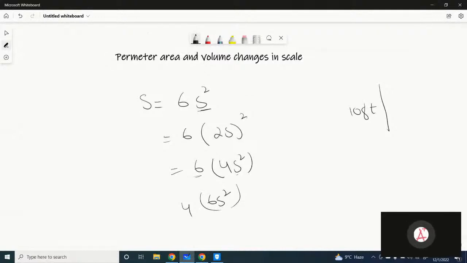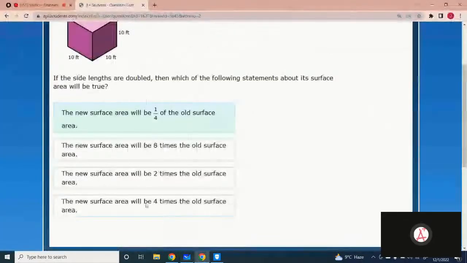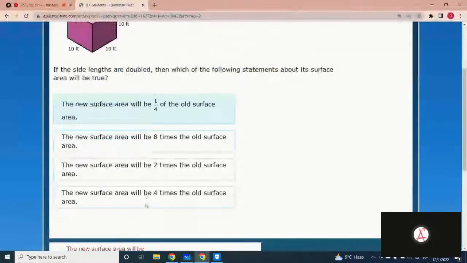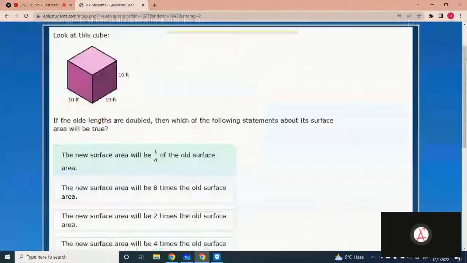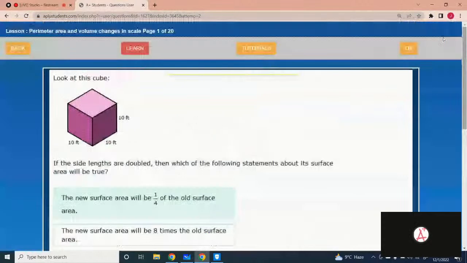So the correct option is the new surface area will be 4 times the old surface area. So just select the option and then click on the OK button.